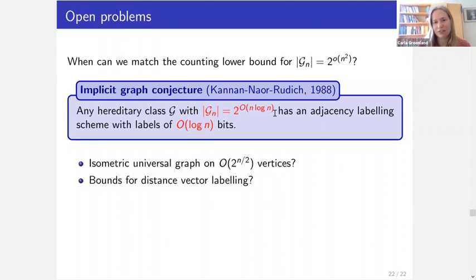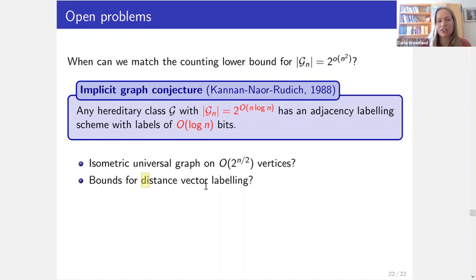And secondly, there's quite a lot of questions related to this new notion of an isometric universal graph. So of course, the most obvious one is what's the best we can do? Can we actually get the same amount as we would get from the counting lower bound for this? Or do we really need some more if we want to have this additional notion of isometry in there?